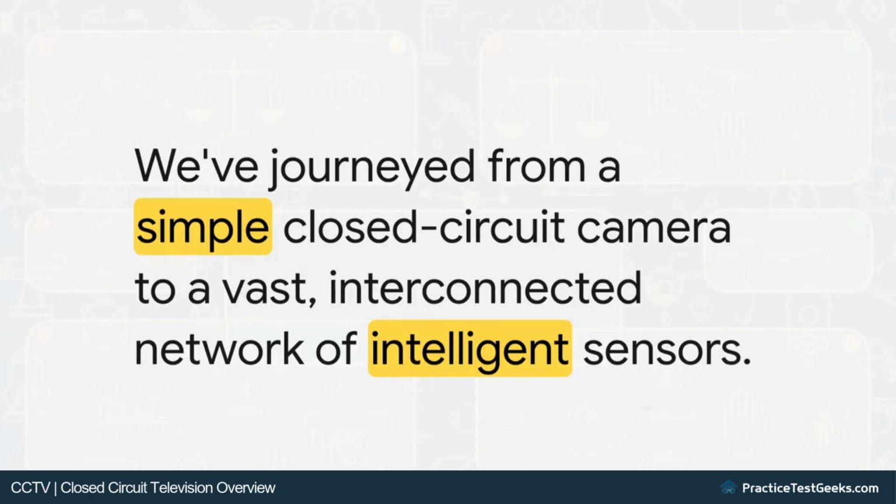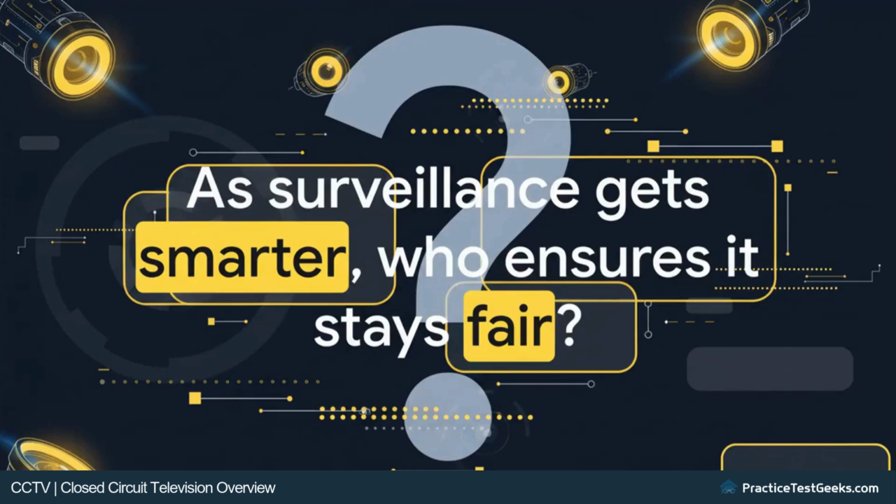So let's just recap the journey we've been on here. It's pretty amazing when you think about it. In just a couple of decades, we've gone from a single camera wired to a TV in a back room to this huge interconnected web of smart sensors that are constantly analyzing and making sense of the world around us in real time. And that whole journey leaves us with one last really critical question to think about. As this technology gets smarter and smarter every single day, who is it that's supposed to be watching the watchers? Who makes sure that all of this power stays fair?